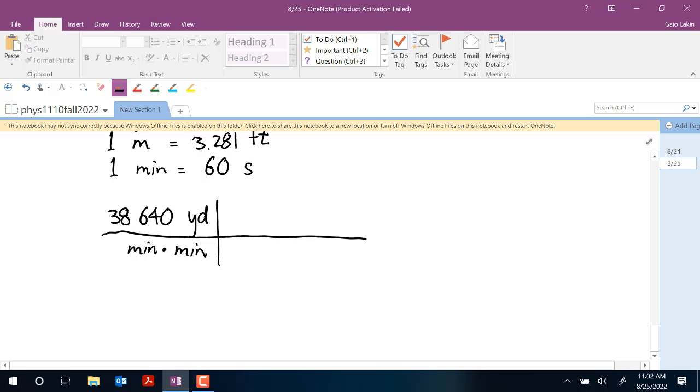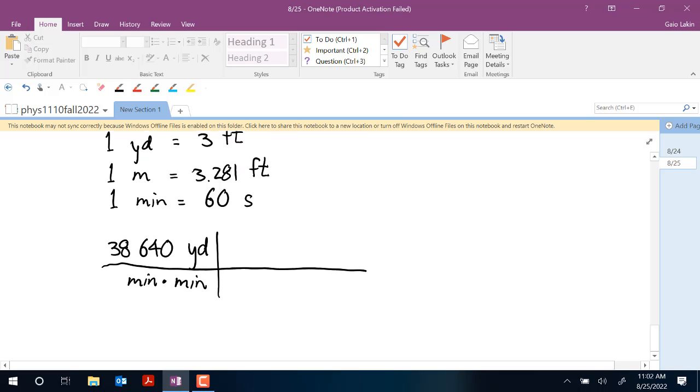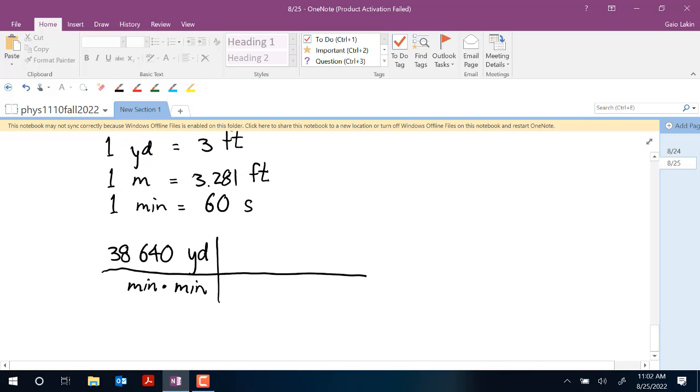So first, let's go yards to feet. Our conversion factor is going to be 1 yard over 3 feet, or 3 feet over 1 yard. Which one do we want? Yep, 3 feet over 1 yard. The yards cancel, and now we have length units of feet.